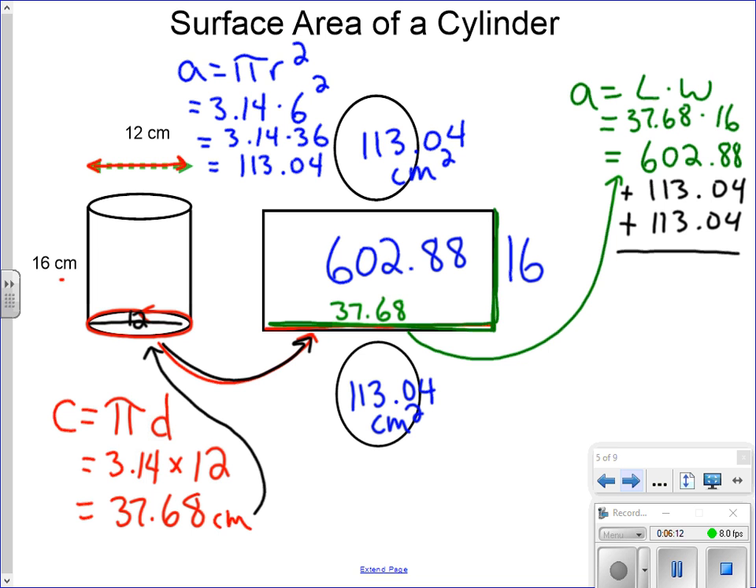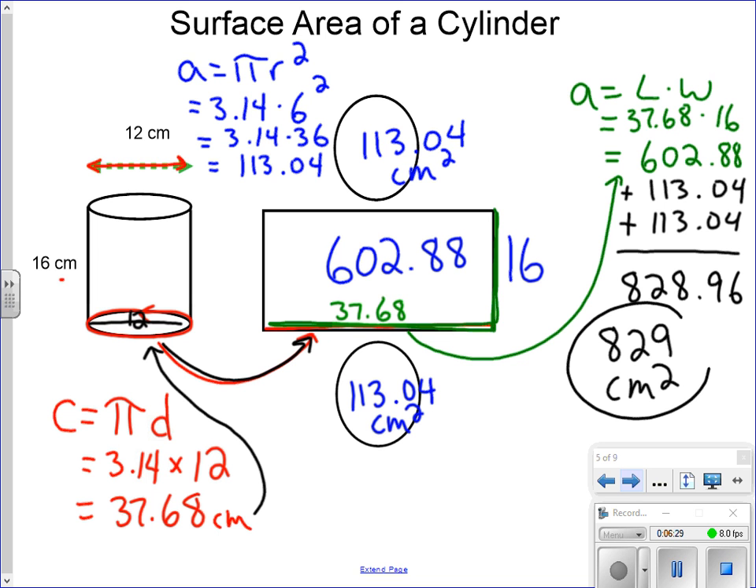And I get a grand total of 828.96. So if I'm going to round that off to 1 decimal place, that would move the 9 up to the next number. So that would be basically 829 centimeters squared for the surface area of this cylinder. That's the sides, this rectangle, the side I should say, and both end caps, which are circles.